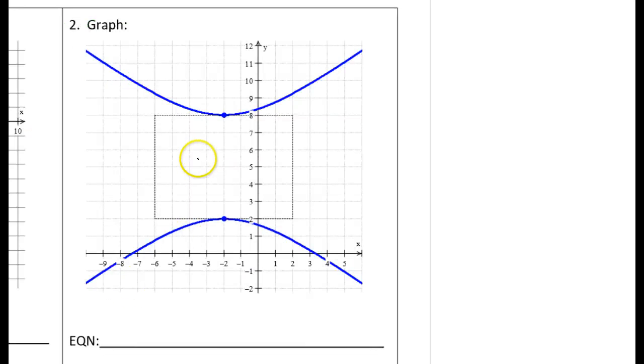Problem number 2. What we have here is a hyperbola. We know that the standard form of a hyperbola goes like this.